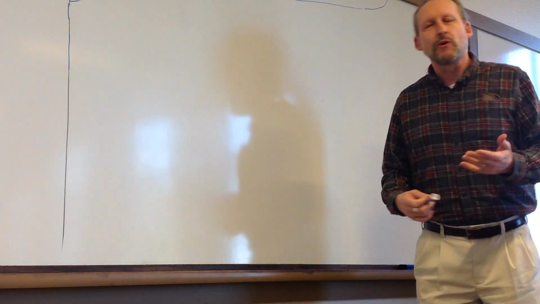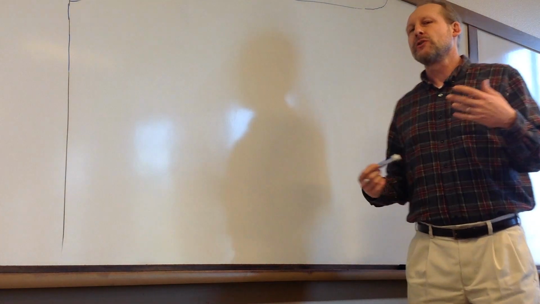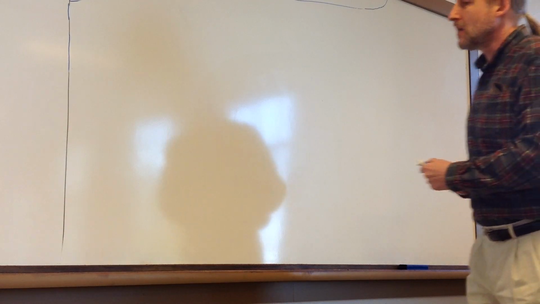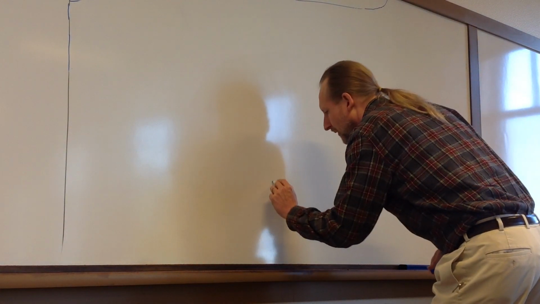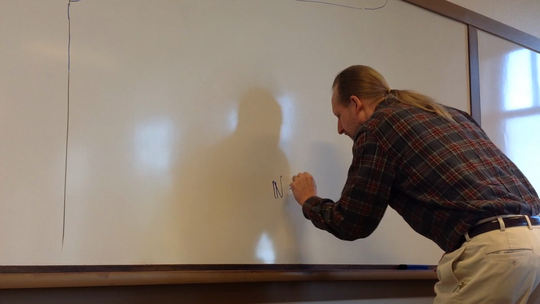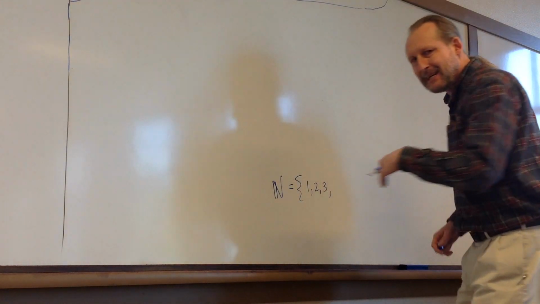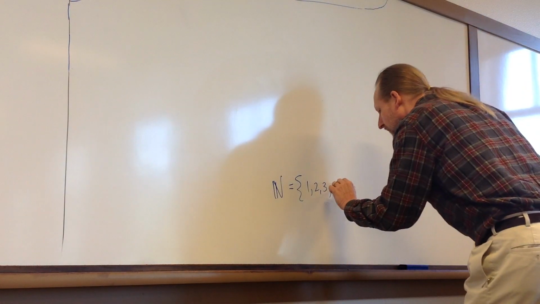Well, the most basic form of mathematics is counting, and so the most basic set of numbers is the set of counting numbers. So let me draw that right here. Mathematicians represent the counting numbers with this double-barred N because they call it the natural numbers.